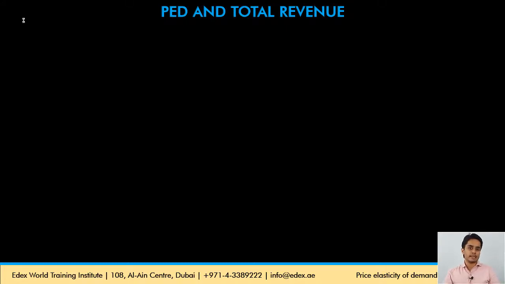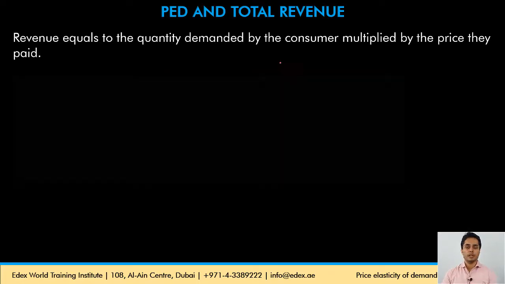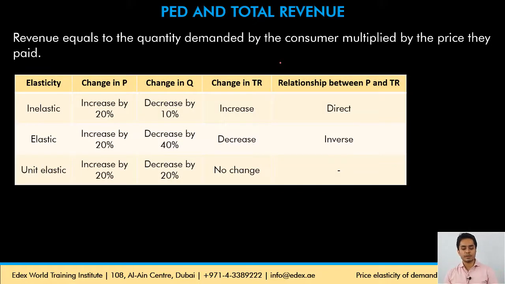There's a very interesting relationship between the two. First, what do you mean by total revenues? Revenue refers to the total sales of the firm, which is equal to quantity demanded multiplied by the price they are charging for the product. So this table would summarize for you the relationship between the PED and the total revenues, but do not get confused here. I will explain each part in a very simple language.